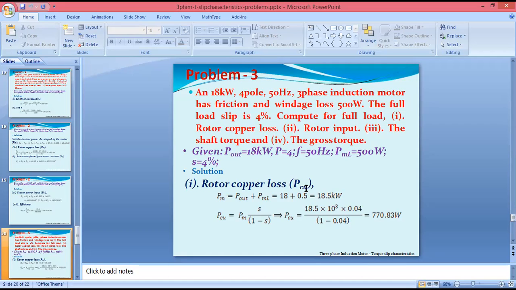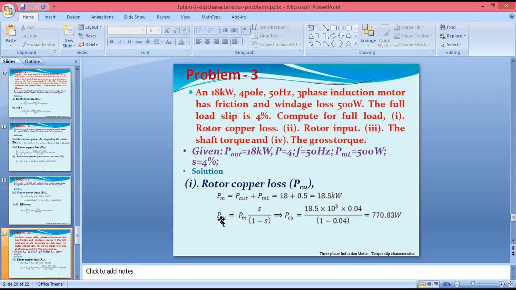We are having the equation for rotor copper loss. This is the rotor copper loss, and P2 is nothing but only rotor input. So we can take here PM, mechanical power, equal to output power plus mechanical loss. So we will get 18 plus 0.5, because they have given 18 kilowatt and 500 watt. So 500 watt you can write as 0.5 kilowatt. So you will get mechanical power that will be 18.5 kilowatt.